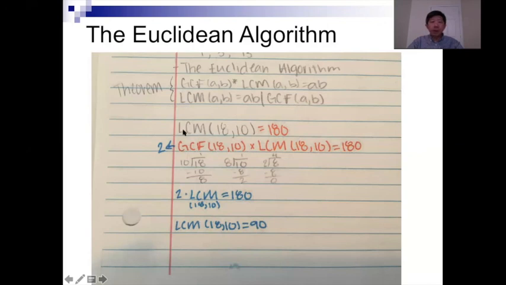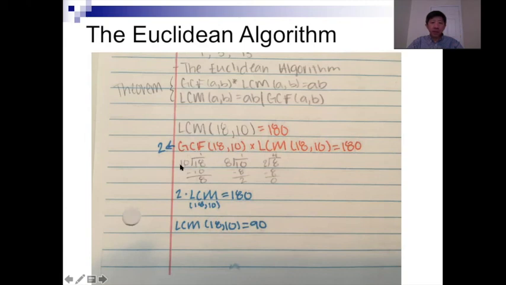For example, we will find the LCM of 18 and 10. First of all, assume we don't know the GCF of 18 and 10. We can still find it. Remember, when we use the Euclidean algorithm, we put 18 as the dividend and 10 as the divisor.